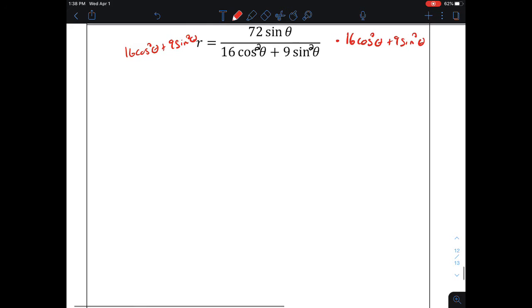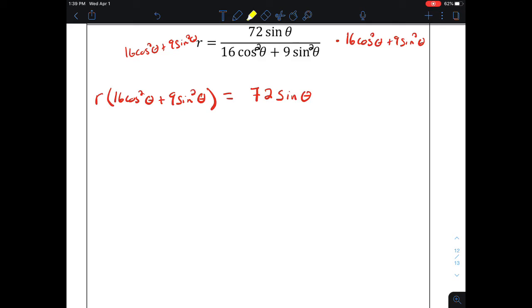And what that's going to give me is my right-hand side becoming 72 times sine of theta. My left-hand side is going to have r times 16 cosine squared of theta plus 9 times sine squared of theta. We're trying to get rid of all the r's and have everything in terms of theta. An issue is that we have sine of theta on the right side, but it's not r times sine of theta.